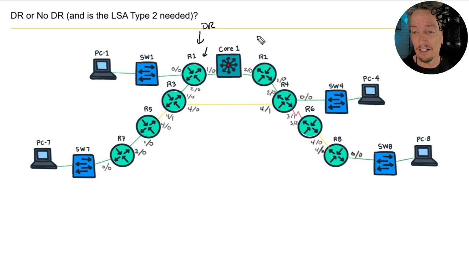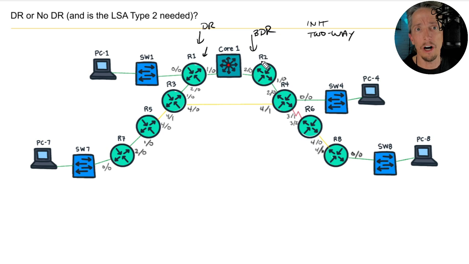Then after R1 is the DR, if we brought up R2, R2 would say, hey, I see the hello messages from R1, and I see my own router ID in those hello messages after a few moments. Then it would go through init, two-way, ExStart, Exchange, Loading, and Full, as we talked about in a previous video on the OSPF neighbor states. They would become fully adjacent with each other, and along the way, R2 would also become the BDR.